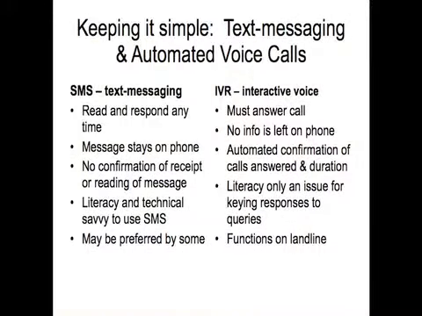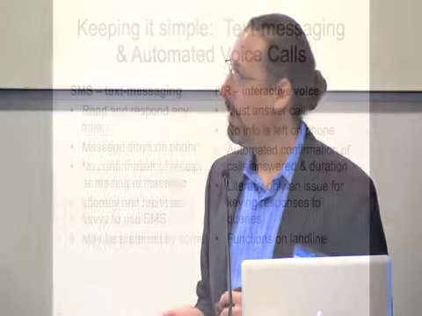That's an overall. So I'm going to start with a couple of basic, simple platforms, keeping it simple: text messaging and automated voice response. I've learned some things about text messaging and IVR over the past few years. So what are some advantages? With SMS text messaging, you can read and respond at any time. It's asynchronous. The message stays on the phone, which could be problematic for some privacy things, but it can also be referred to again.